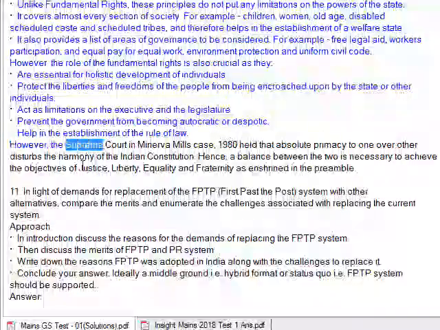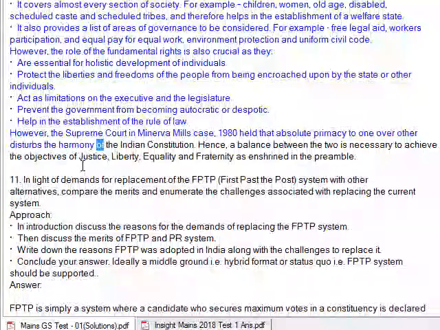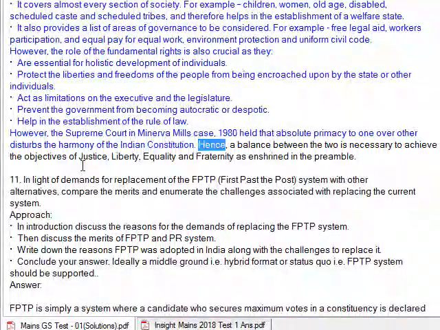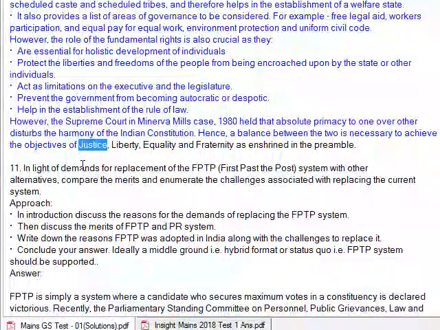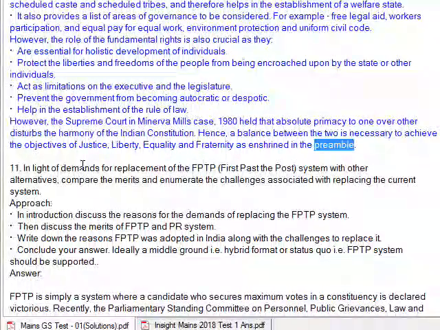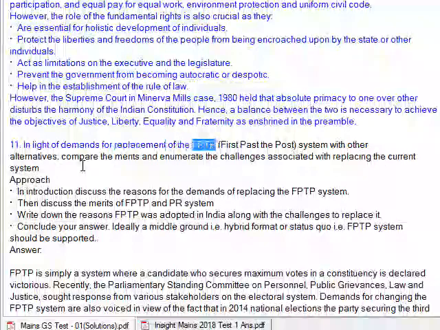However, the Supreme Court in the Minerva Mills case, 1980, held that absolute primacy to one over the other disturbs the harmony of the Indian Constitution. Hence, a balance between the two is necessary to achieve the objectives of justice, liberty, equality, and fraternity as enshrined in the preamble.